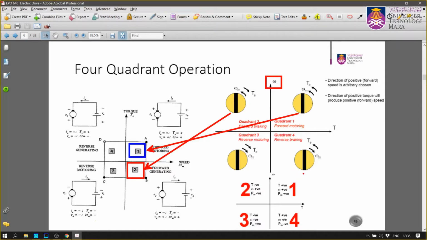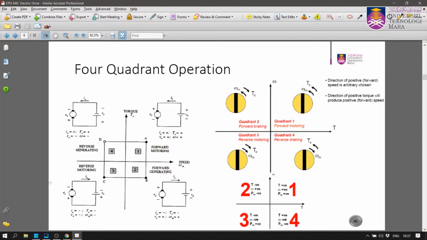Okay, and later on we're going to see also the quadrant actually defined by voltage and current. The terminal voltage here, as well as the armature current. We can also have that characteristic, and the quadrant is always referred to as 1, 2, 3, 4. And for this torque versus speed, it goes 1, 2, 3, 4 there.